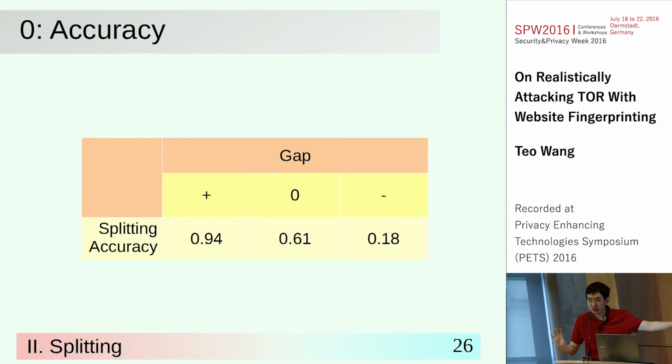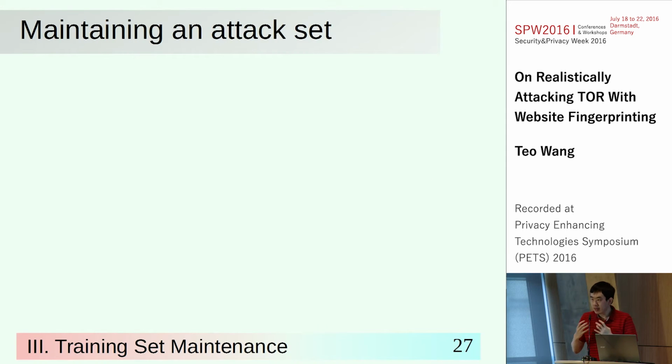And there's a classifier behind this. I'm not going to go into detail. That's also in the paper. So that's part 2. Now we go on to part 3, the final part, maintaining a training set.